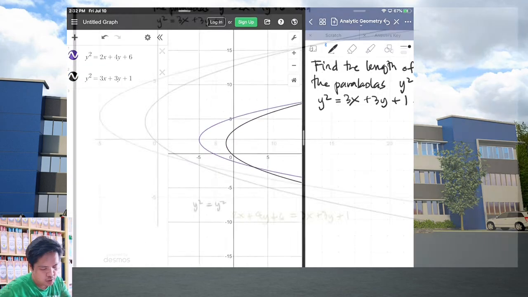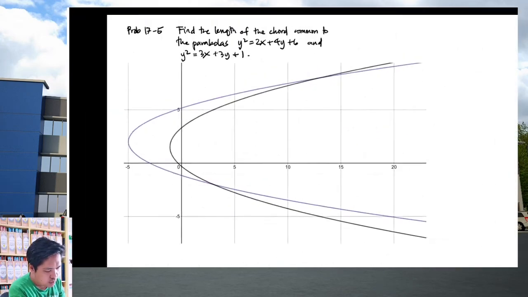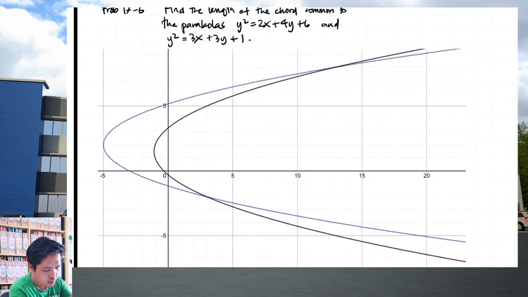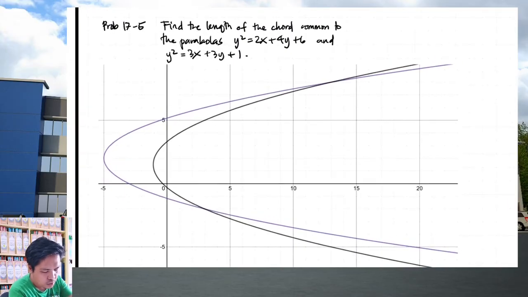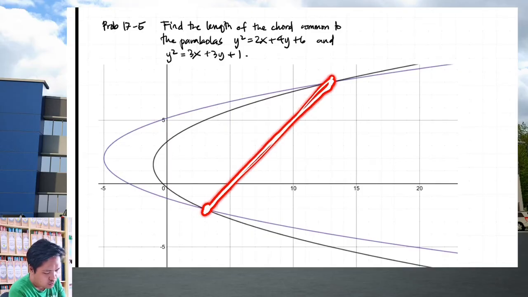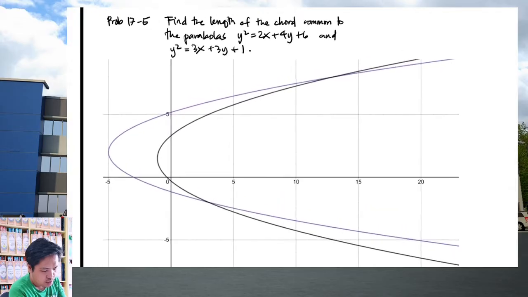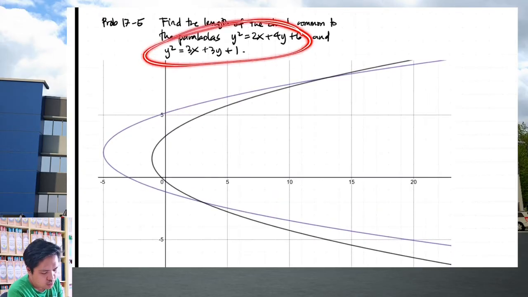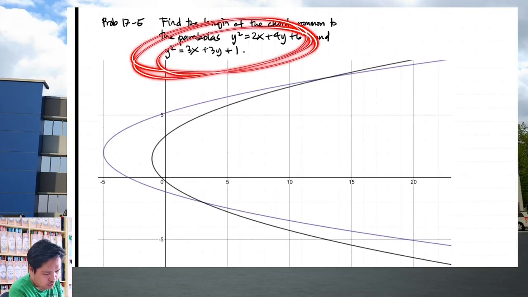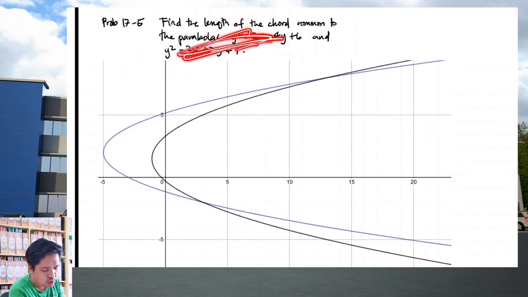So there, chord. Okay, the problem is asking to get the length of the common chord. So that means that is the chord that is common to both parabolas. So ibig sabihin we need to get the points of intersection of these two parabolas, or the common points. Then if we connect that, that would be the common chord. Ganun lang kadali. So what we need to do with this problem is just to equate these two equations.